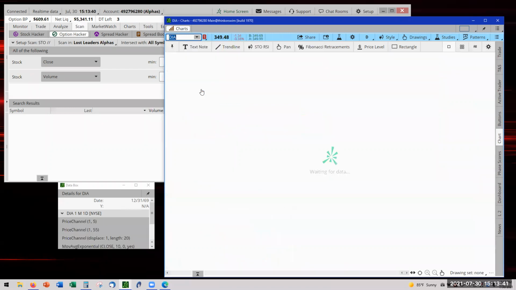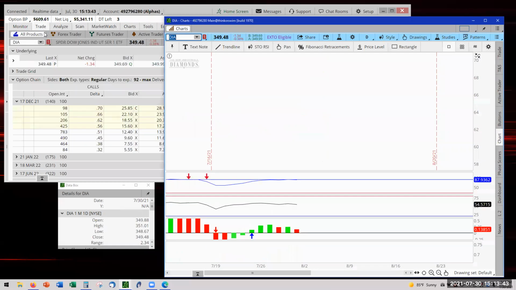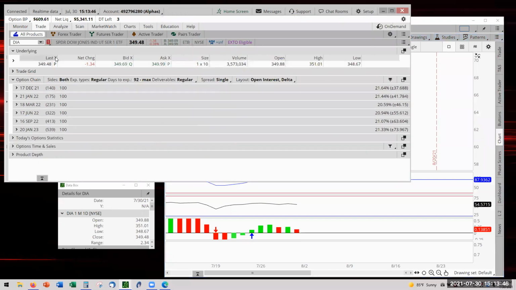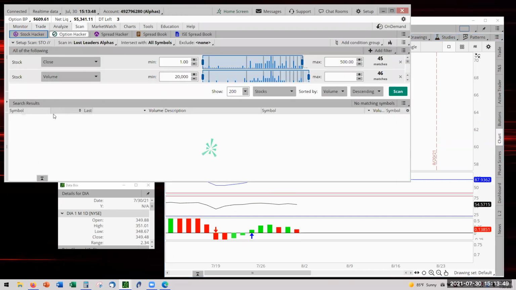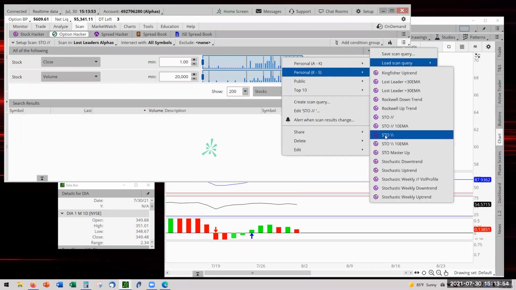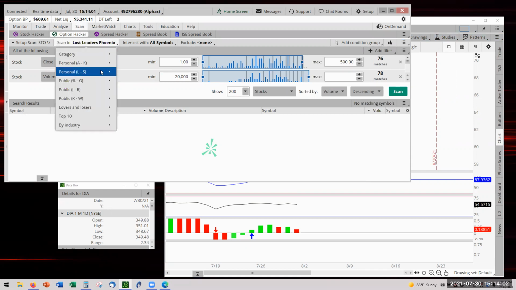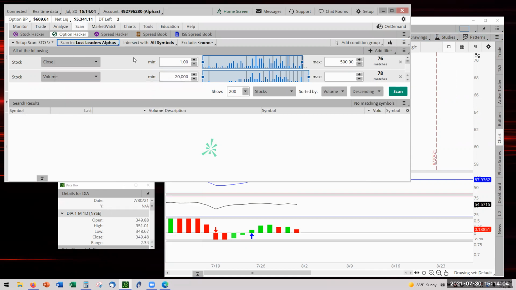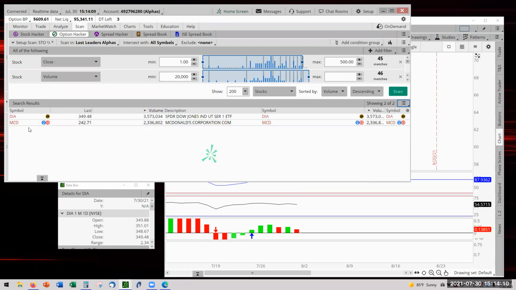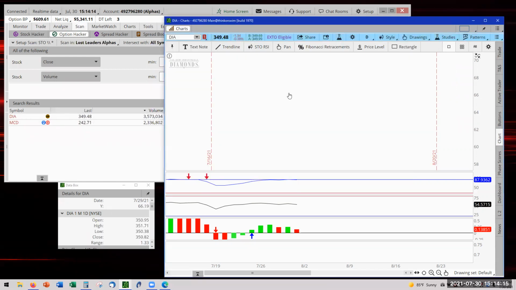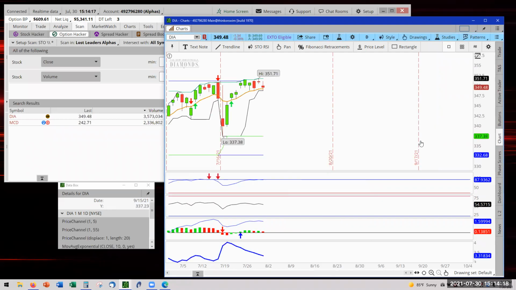So here we go. DIA came up on the scanner for the downside. Let me review that one more time. Only DIA hardcore qualified. The others did not. And then we're going to review. There it is. DIA and MACD both are the ones that came up for the scanner on the put side.